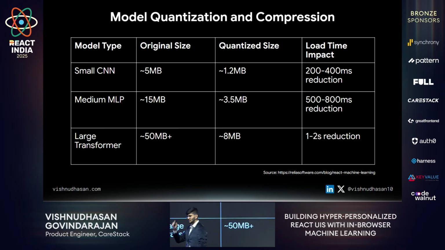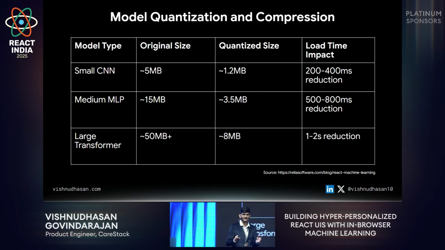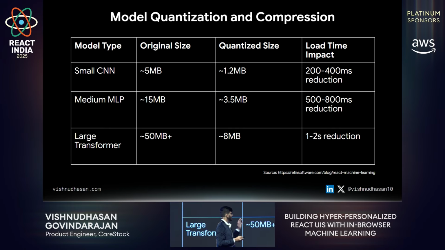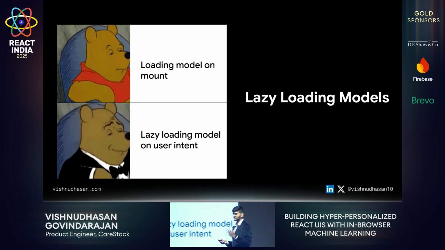Oh, bye-bye, I'm done. I'll be like that. So no one wants to do that. And if it's a medium MLP, it's going to reduce 500 to 800 milliseconds. And for large transformers, it's going to do much better.